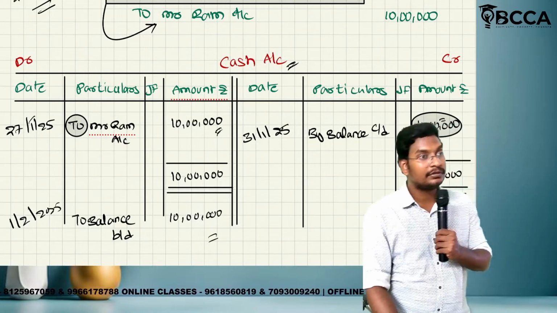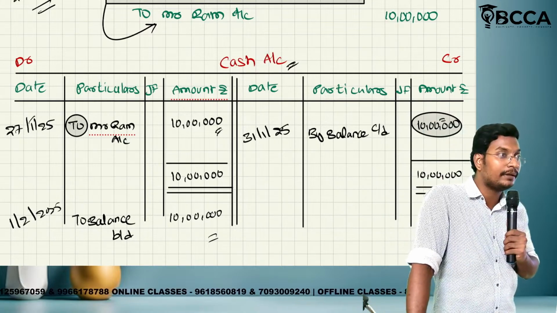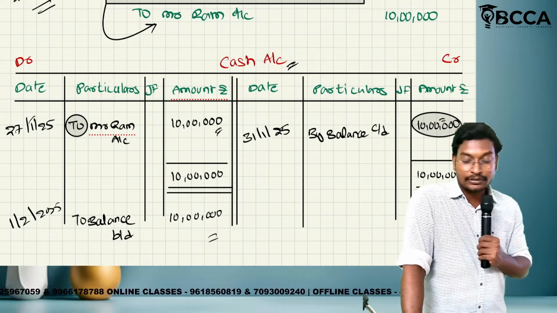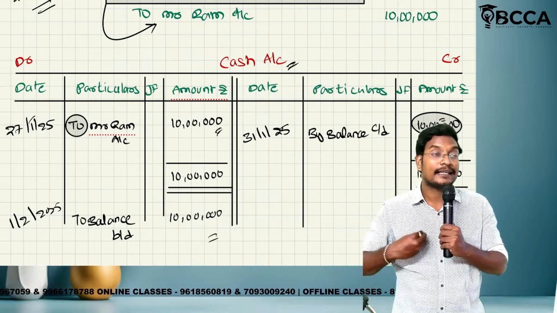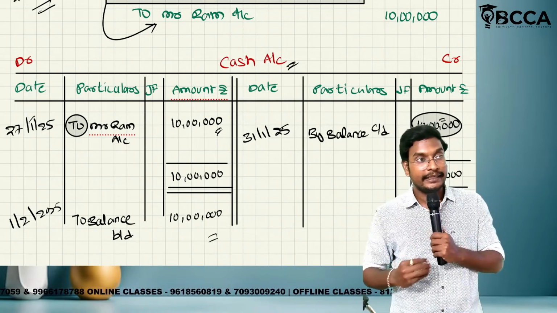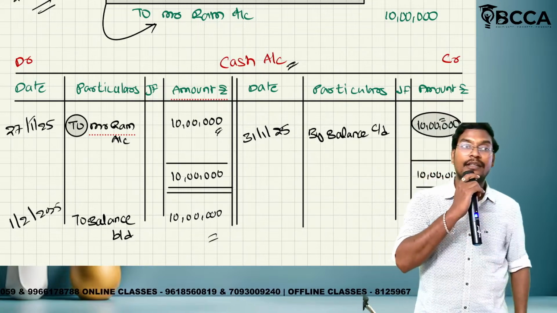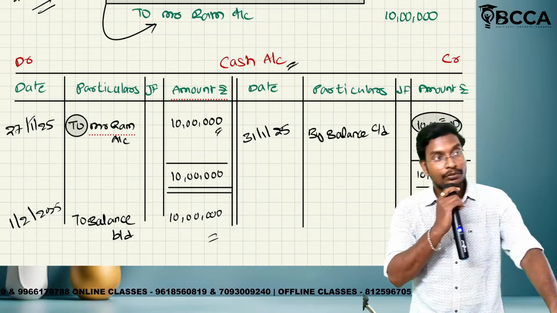C means closing, B means beginning. So we are using the word B/D, and C/D for closing balance. Closing will be done for the current month ending. Now brought down should be done for the next month beginning. So like this we have to do the balancing.